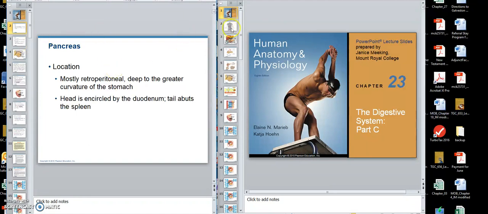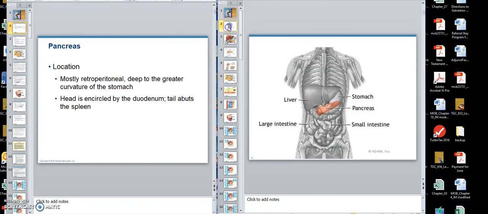The pancreas, let's say, is mainly retroperitoneal, okay, behind, deep to the greater curvature of the stomach. There's the stomach. There's the greater curvature. It's behind that. It's behind, not in front of. That's why it's kind of highlighted. Head is encircled by the duodenum, tail or butts.